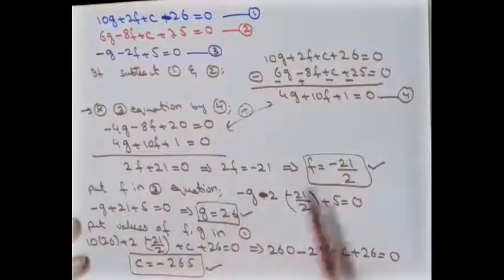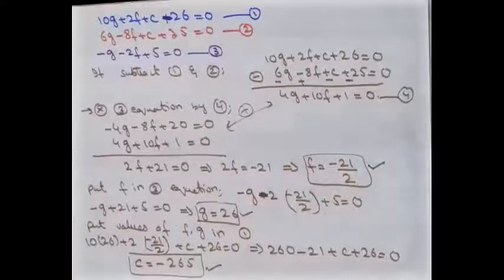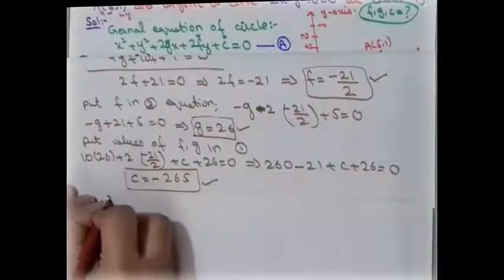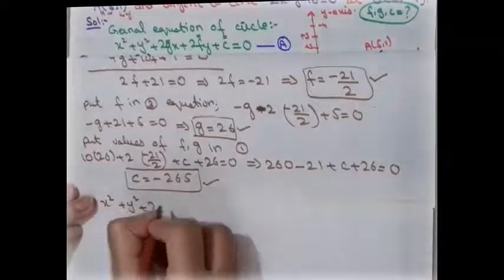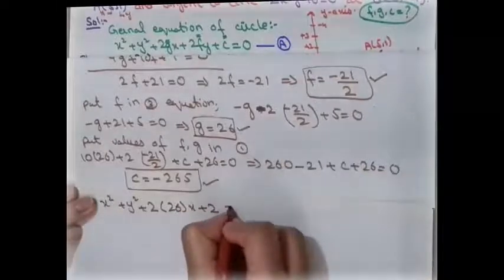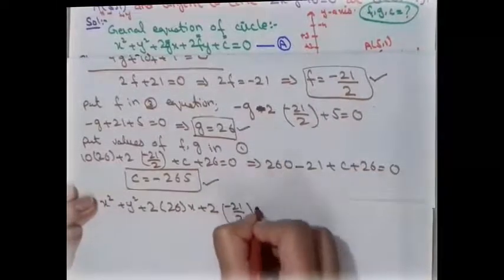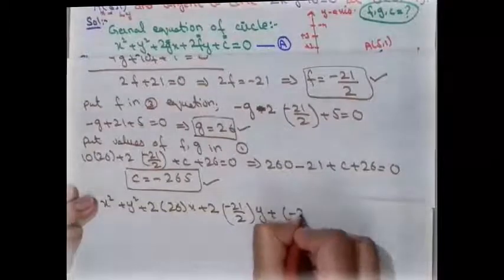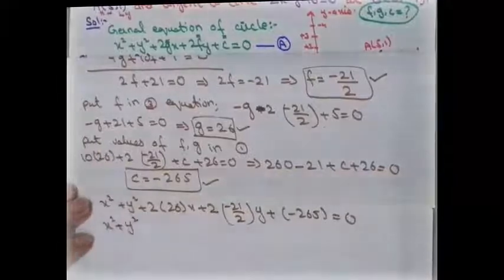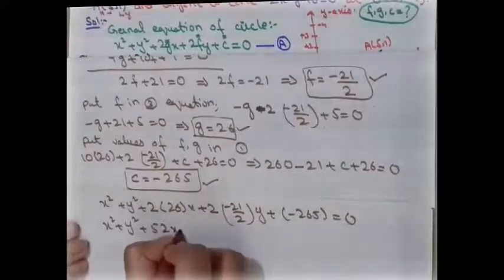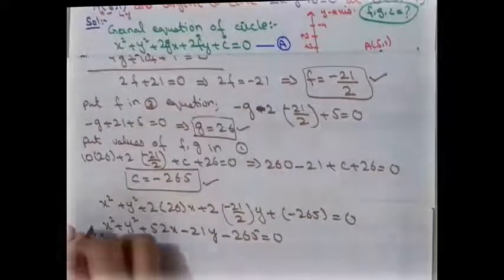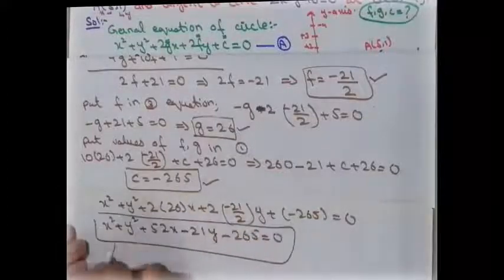Now after this, put all these values in the general equation of a circle, which is equation A. So it will be x square plus y square plus 2 times the value of g, which is 26x, plus 2 times the value of f, which is minus 21 divided by 2 y, plus the value of c, which is minus 265, which is equal to 0. So if we solve it, x square plus y square plus 52x minus 21y minus 265 is equal to 0. So this is the required equation.